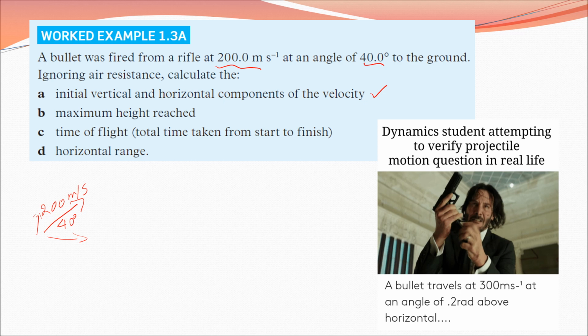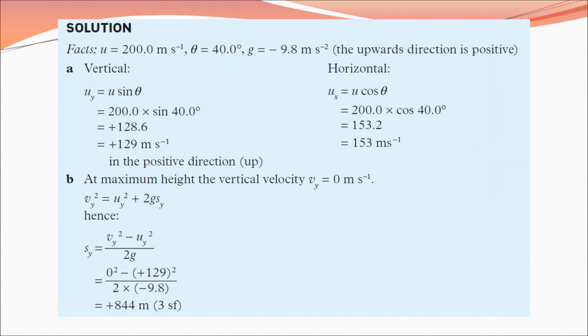Vertical and horizontal components of the velocity, initial velocity, the maximum height that the bullet reaches, the time of the flight, and the horizontal range, or the displacement on the x-axis. So let's have a look at the answer. As I said, we have initial velocity, the angle that it's released at, the gravity doesn't change, upward is positive.